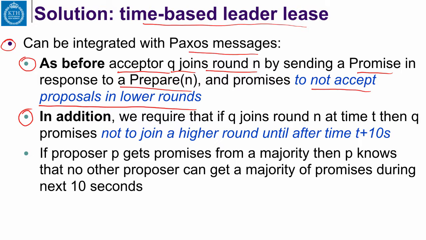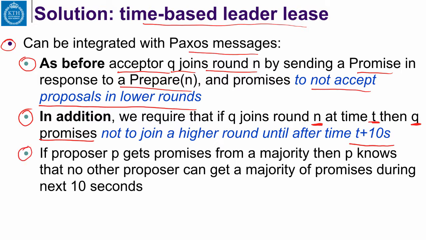So what happens is that if Q, this acceptor, joins round n at time t, then this process Q actually promises something more. It promises not to accept a higher leader, or not to join a higher round, until the time t plus 10 seconds. This is a new promise.